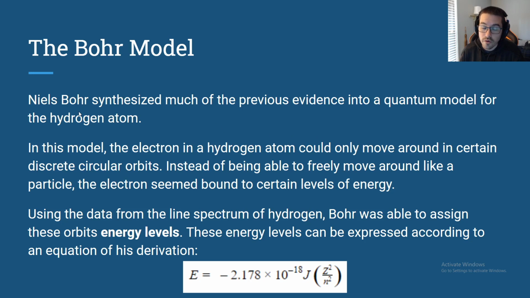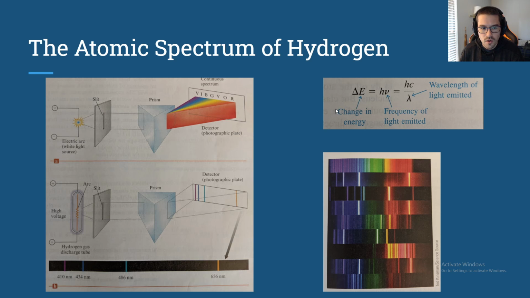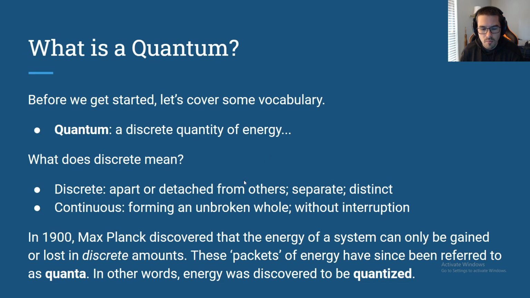He was a Danish physicist doing his work in the early 1900s. He took the information that we just talked about and synthesized it together into the first quantum model for the hydrogen atom. I want to spend a little bit of time talking about what I mean by this exactly. Let me go all the way back here. Prior to 1900, scientists thought of energy as being a continuous type of thing. You could have any amount of energy.